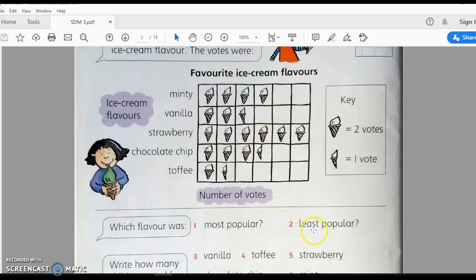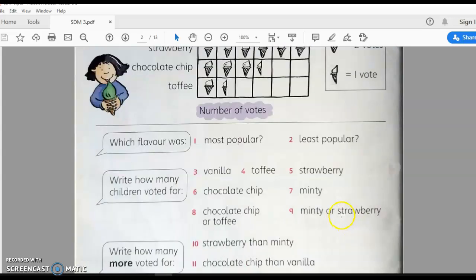Now, which is the least popular? Which one has the least votes? The least number of votes? In this case, it's toffee, okay? So we just write toffee. The next part, write how many children voted for. Now in this case, it is asking us for a number because it's saying write how many children voted for. Unlike the first question, which was which flavor was most popular. This is how many, so we need a number.